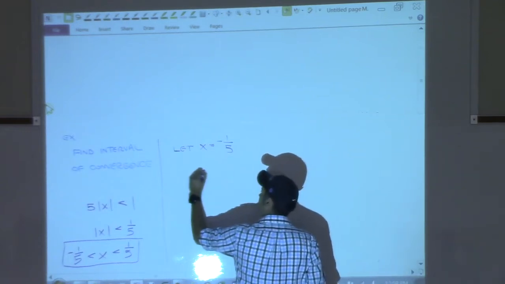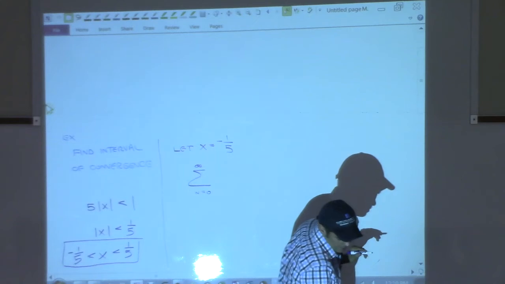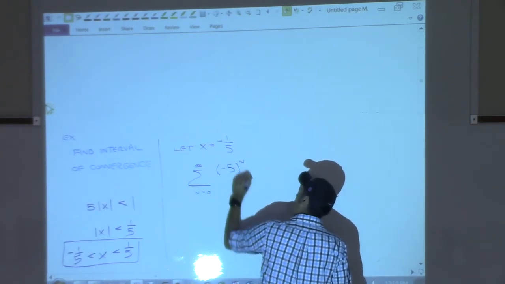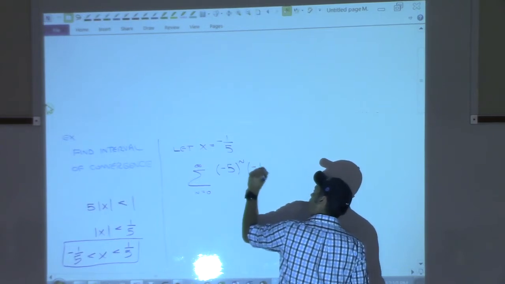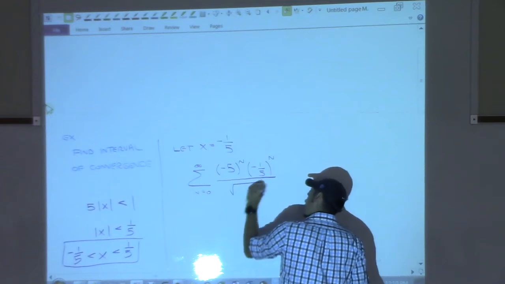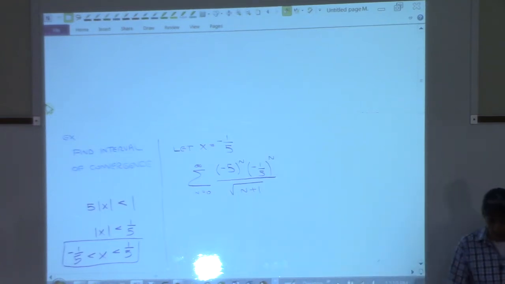It was the sum n equals 0 to infinity, negative 5 to the n, x to the n, over the square root of n plus 1. Okay, so the question is, does this converge or diverge? And let's see here.